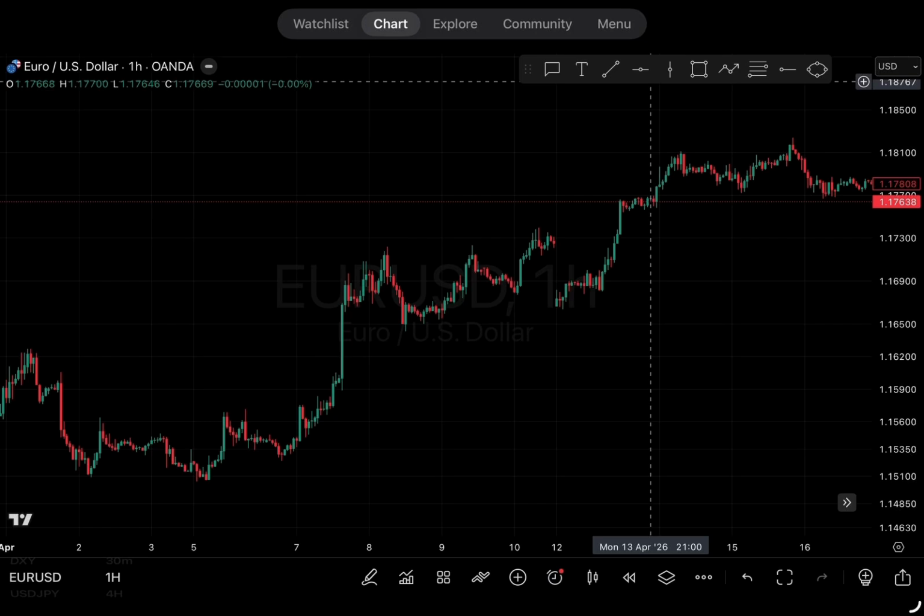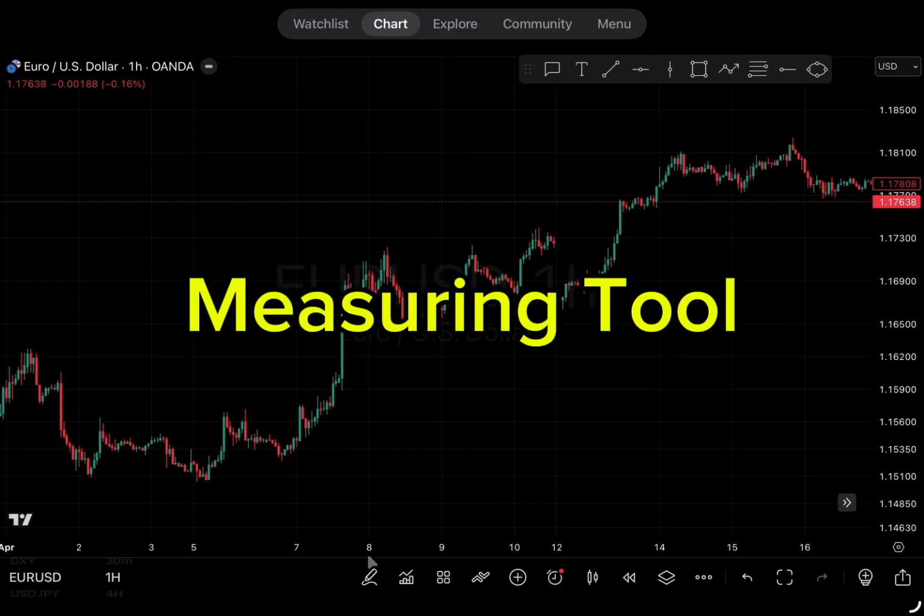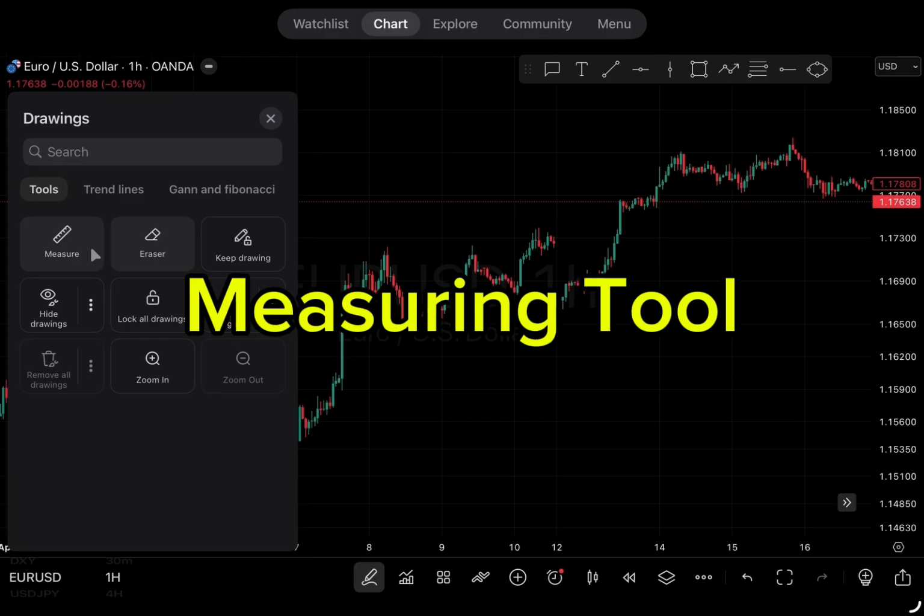When it comes to this tool, we get so much information. Today we're going to be speaking about how to use the measuring tool, right? So what is the measuring tool?